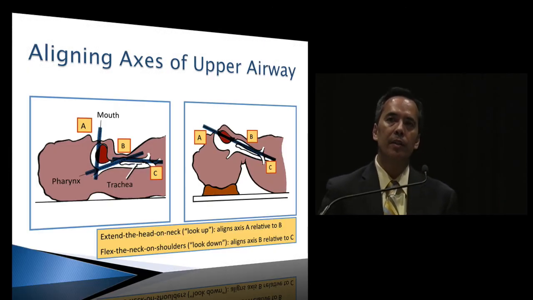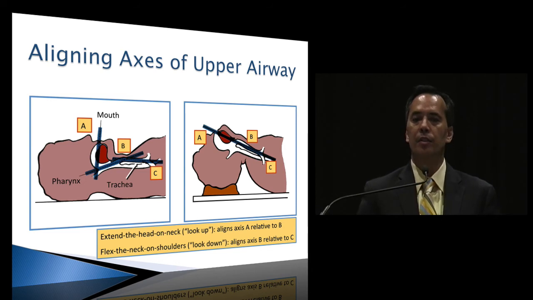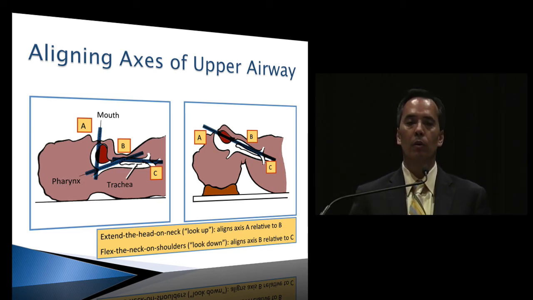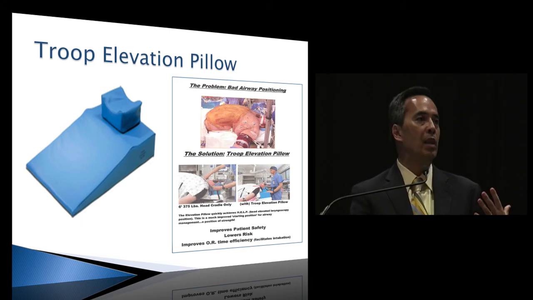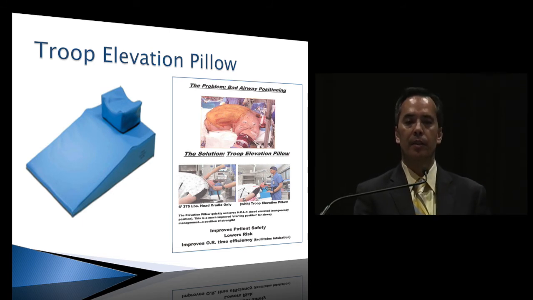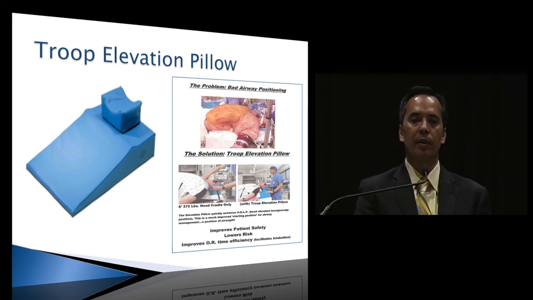Now, you've all seen these slides, and this is just lining up the axes. You have the oral axis, the pharyngeal axis, and the tracheal axis. Just by using the head roll, you can do that. They talk about using the TROOP elevation pillow, and that's what you see there in that slide. So that can be helpful to line up your axes.